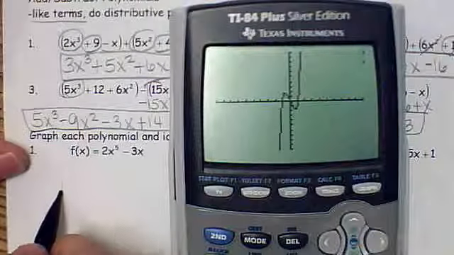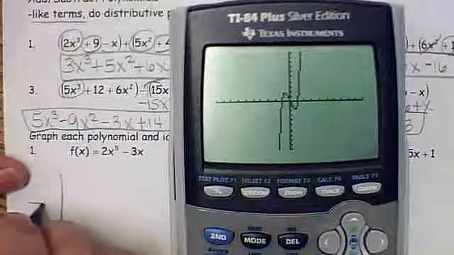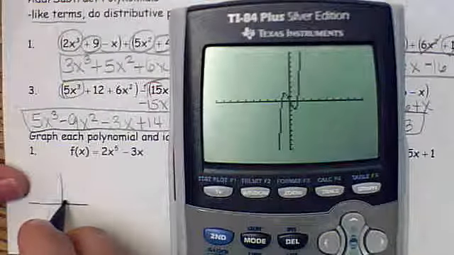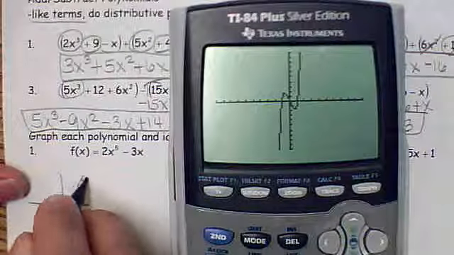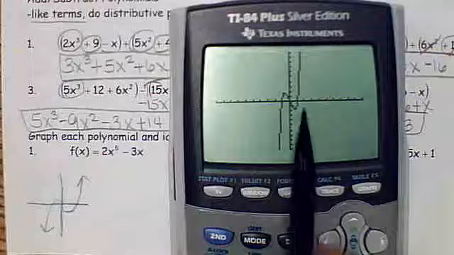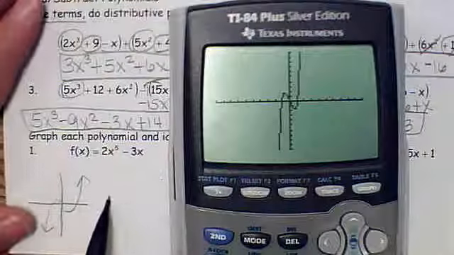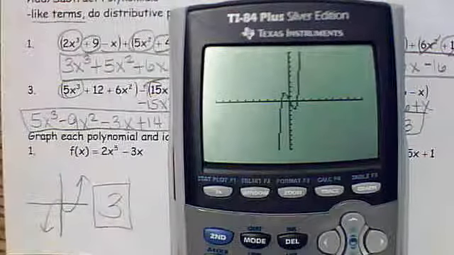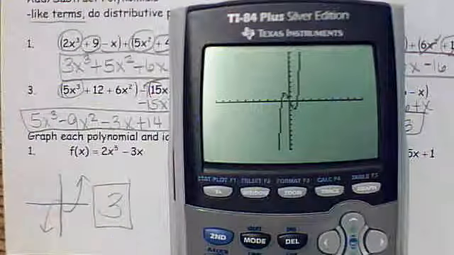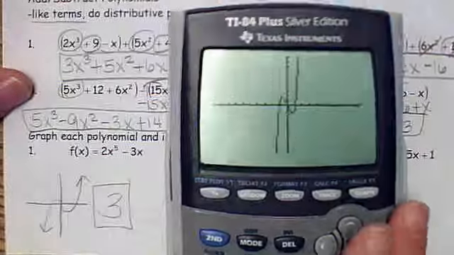I'm going to sketch this graph on my paper. And you're just drawing a rough sketch. And then you count. How many times does it touch the x-axis? 1, 2, 3. So that means there are 3 real roots for this problem. Our graph and the number of times it touches is our answer.